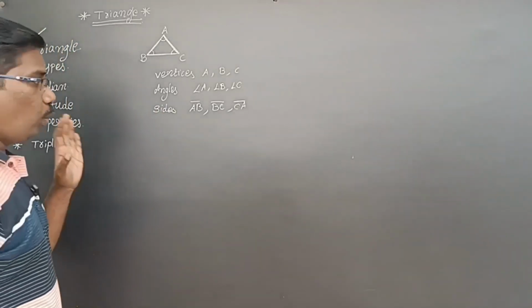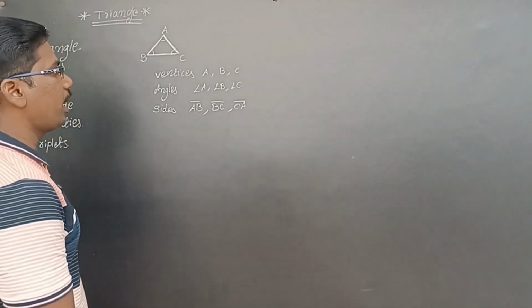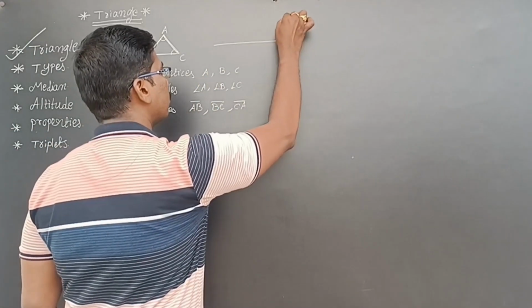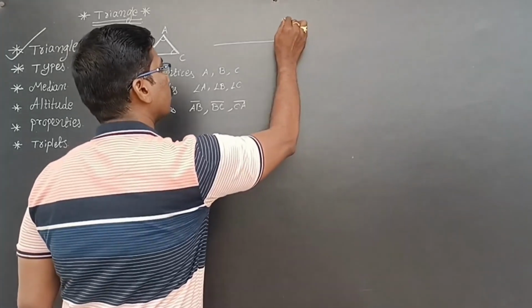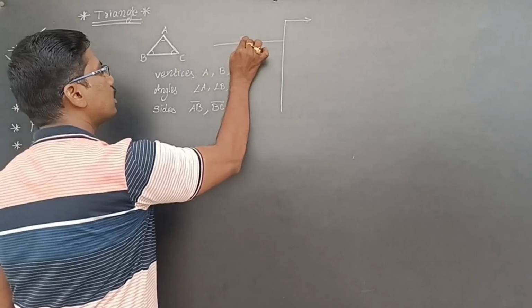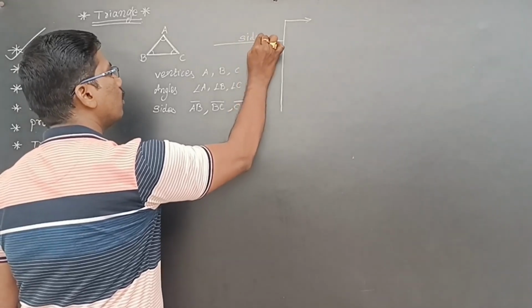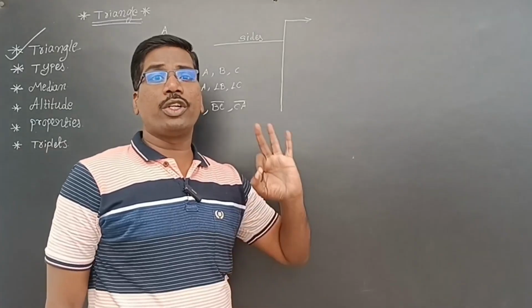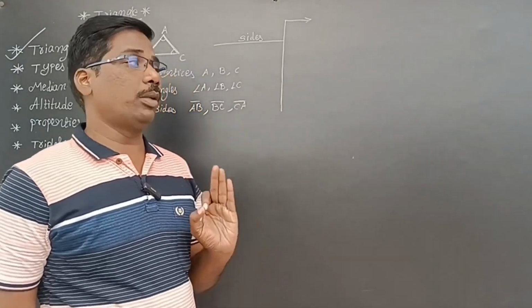Next, types. What are the types of the triangle? Let us see. According to sides, triangles are of 3 types.